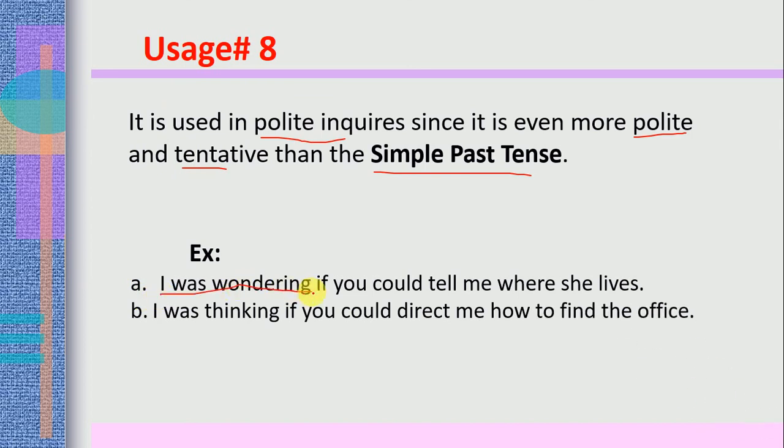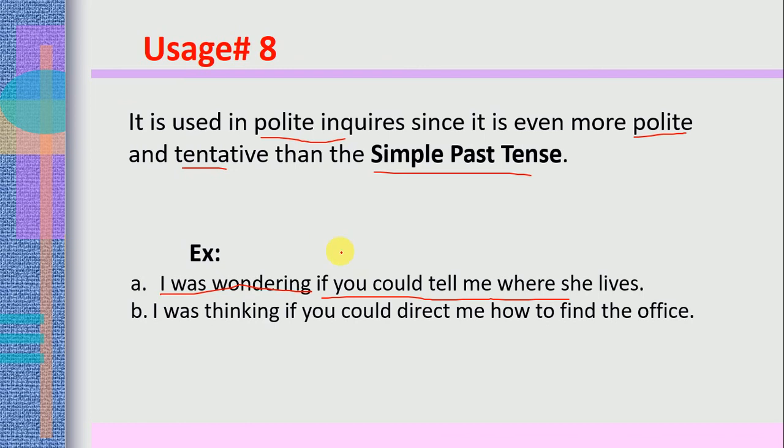For example, I was wondering if you could tell me where she lives. Instead of I wonder if you could tell me, or I am wondering, when you ask politely, try to use the past continuous tense. I was wondering if you could tell me where she lives.